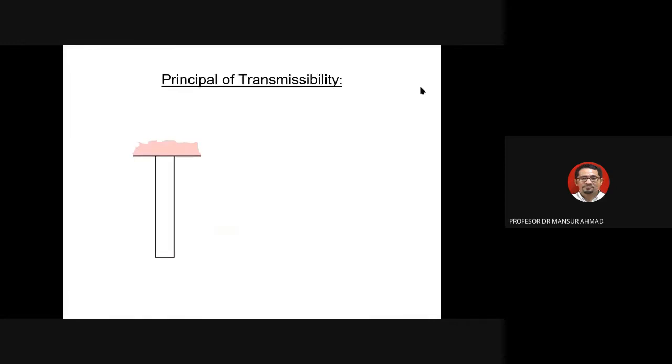Okay, ada jawapan dia. Okay, next when we meet, we're going to talk about this principle of transmissibility and the rest of the class of static, the basic work in static. So that will be all for today. Do you have any question before we stop, Dr. Saiful? I'm finished with the lecture today.